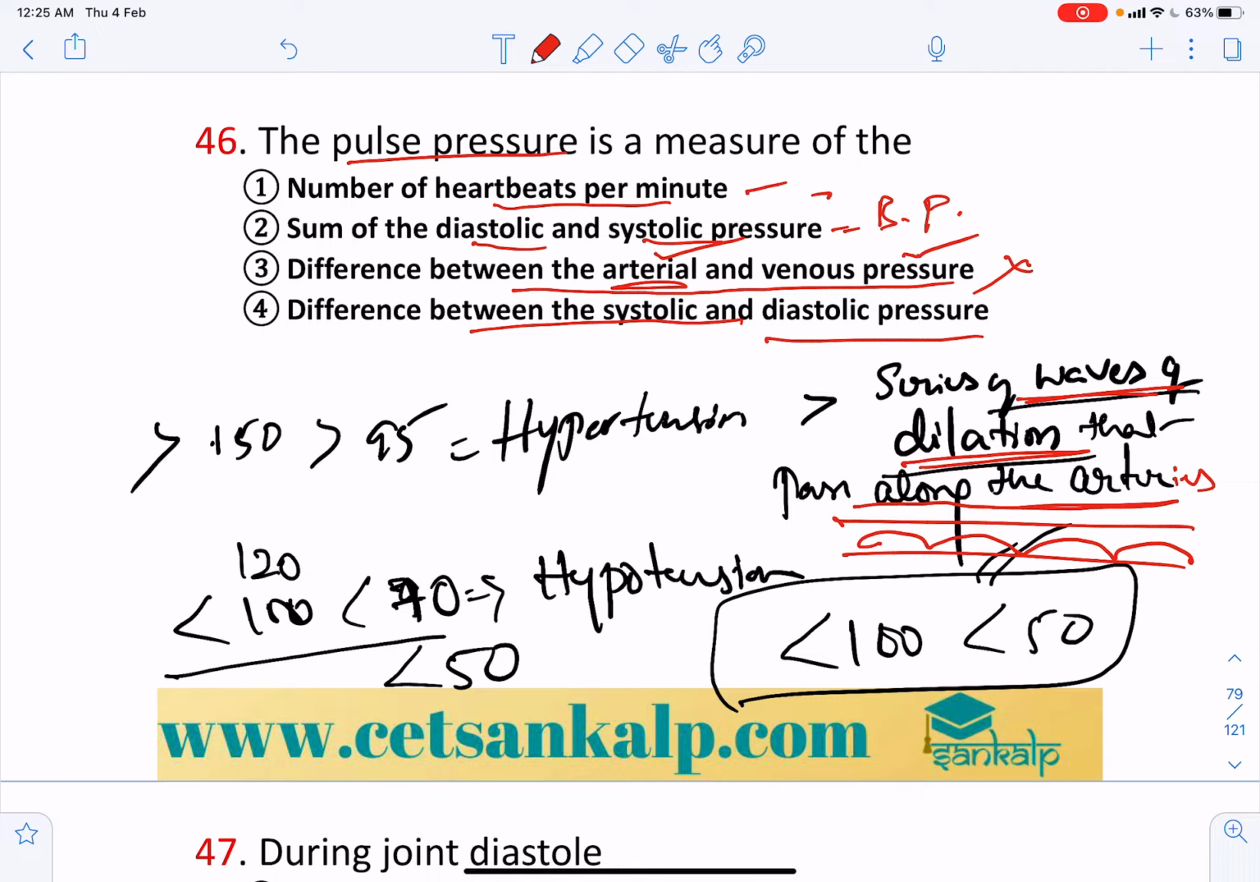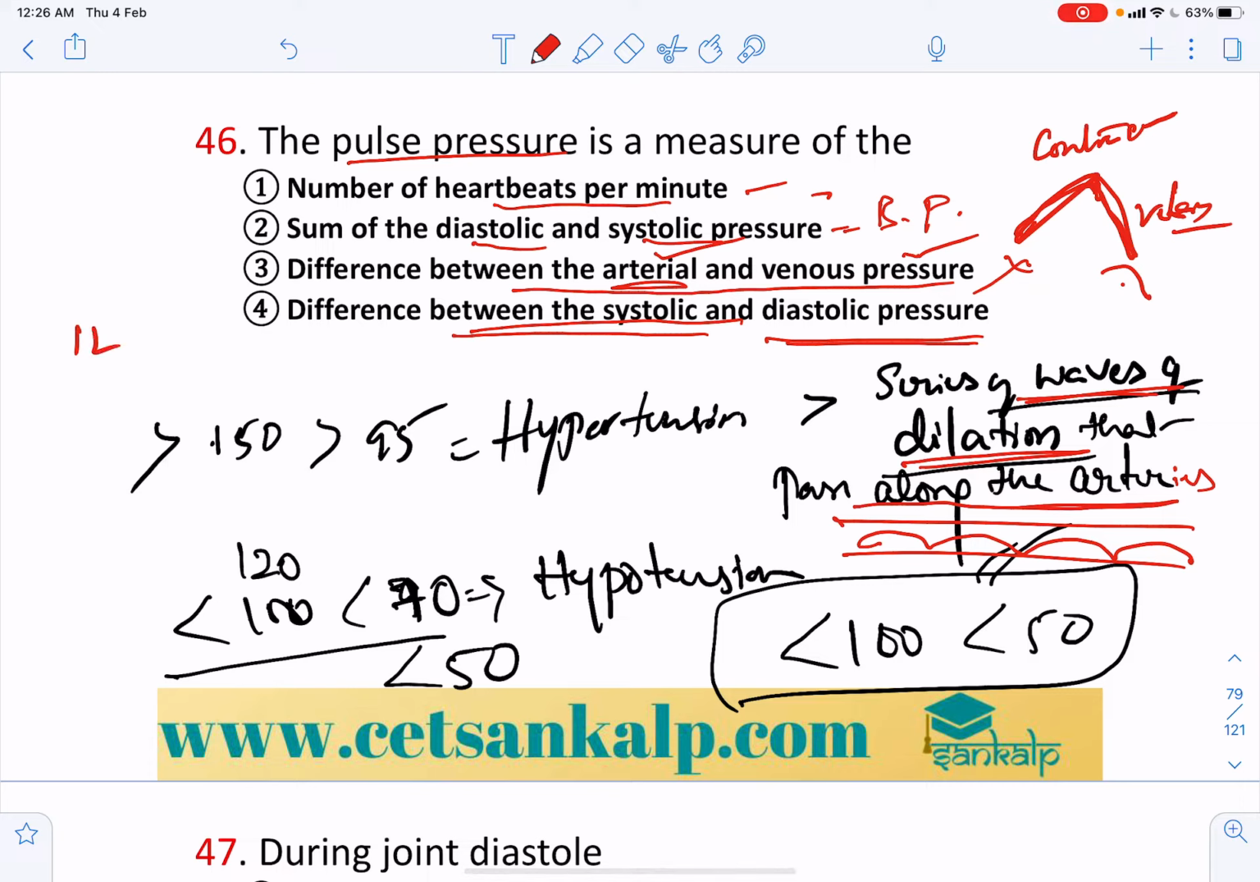So here we can say that whenever we're going to talk about this, it is the difference between systolic and diastolic. That is the series of waves of dilation. When pressure is exerted, that is systolic, and when it relaxes, that is the relaxed state. The difference between the systolic and diastolic pressure gives the pulse pressure.